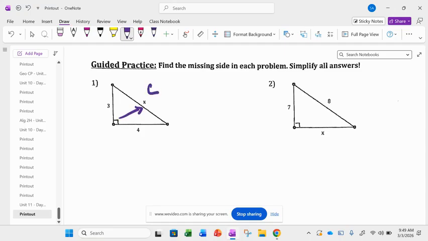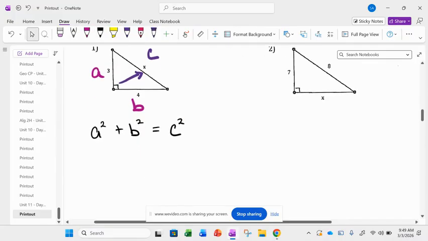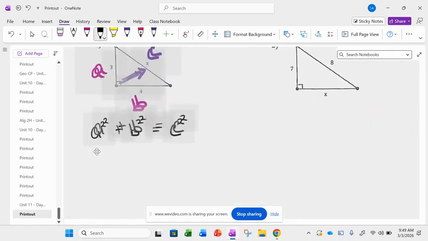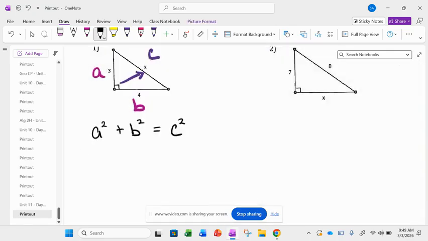The x this time is c. Now, once I identify that the x is c, it doesn't matter which of the remaining sides I label a or b. So I'll say 3 is a and 4 is b. And now I'm going to use the formula. The formula tells me a squared plus b squared equals c squared. And now we plug in. Well, a I labeled as 3, so we're going to have 3 squared plus b is 4, so plus 4 squared equals c, which is x squared.